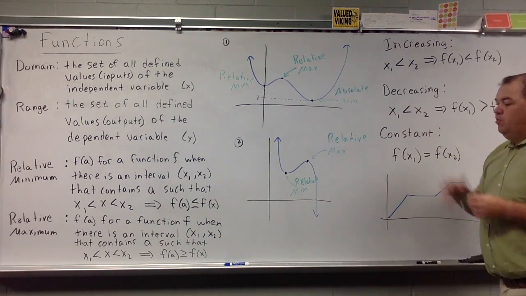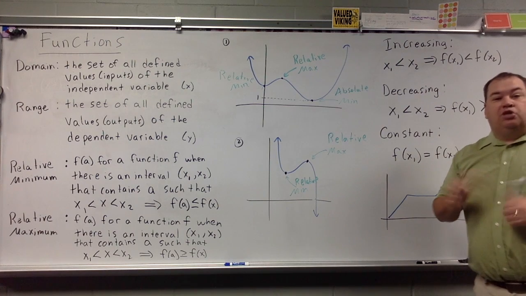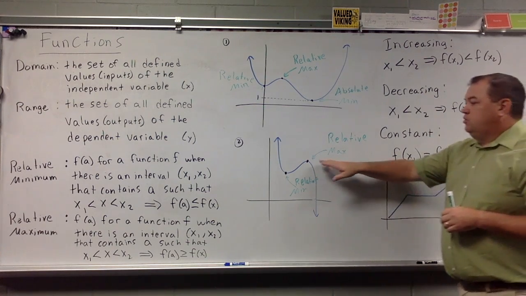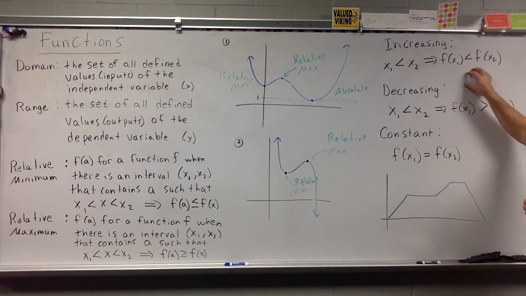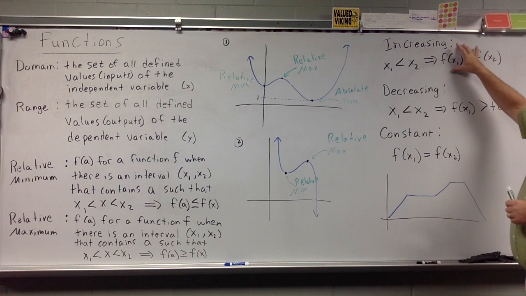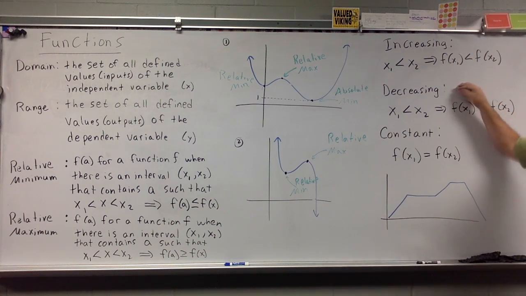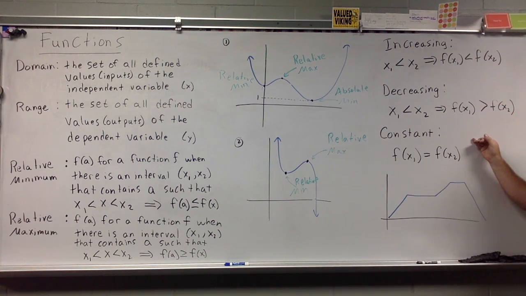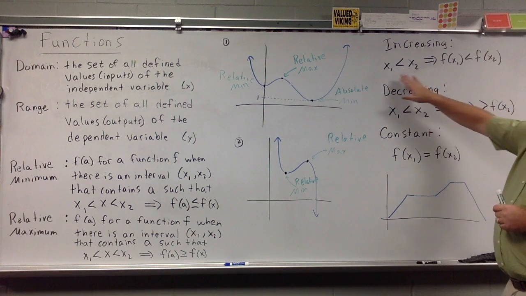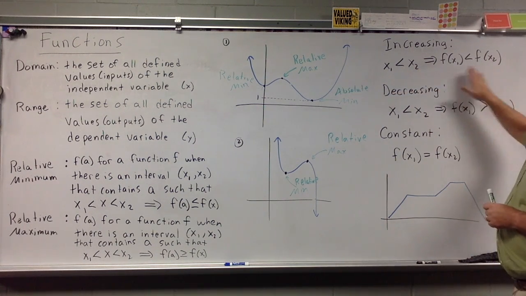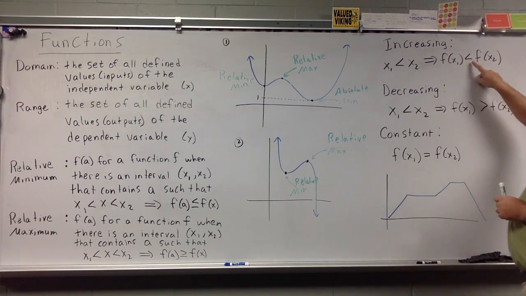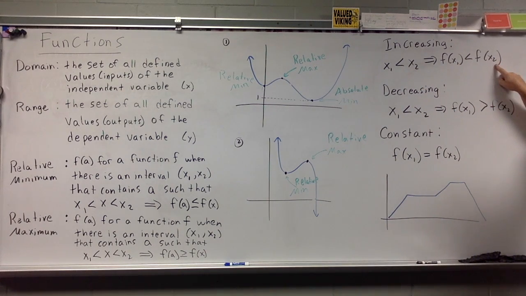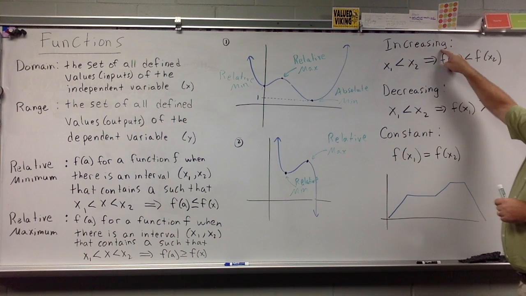Now, there's another way that we can look at these graphs besides just looking for those peaks and valleys. We still want to look for them, but we also look for things about what the function is doing. And there's 3 things that a function can be doing. It can be increasing, it can be decreasing, or it can be constant. Let's start with increasing. Here's the formal definition. This is basically saying as the x's get bigger, the y's are going to get bigger. That's what it means to be increasing.